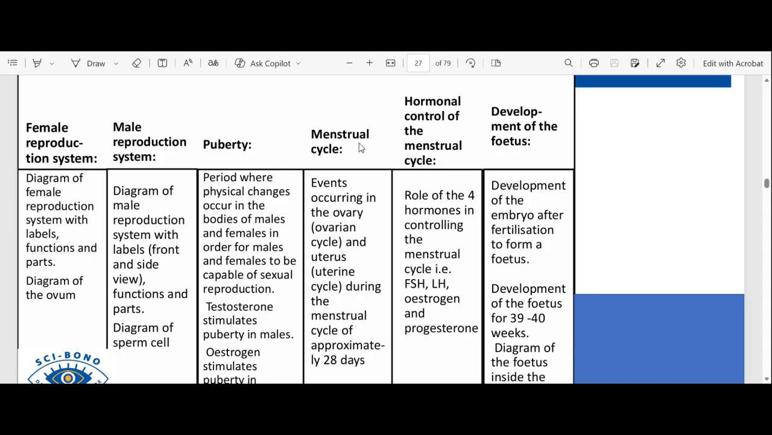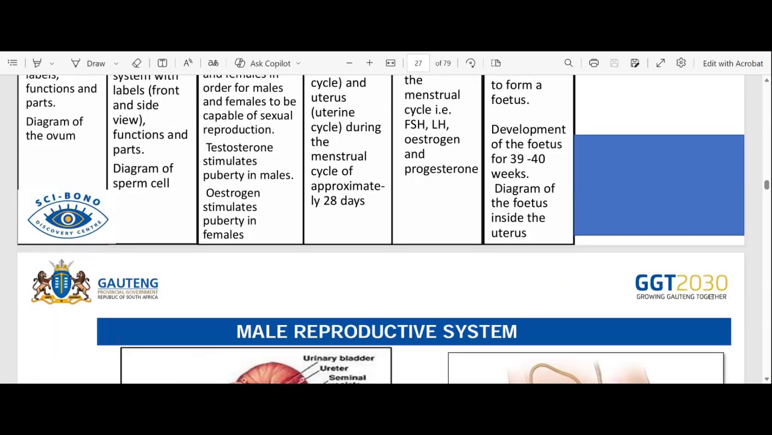Subsequent to puberty, we will focus on the menstrual cycle: the different stages in the menstrual cycle, the ovarian cycle and the uterine cycle. The next thing is hormonal control of the menstrual cycle, the hormones that are involved in the menstrual cycle. And the last thing is the development of the fetus, the gestation period. Okay, let's continue.